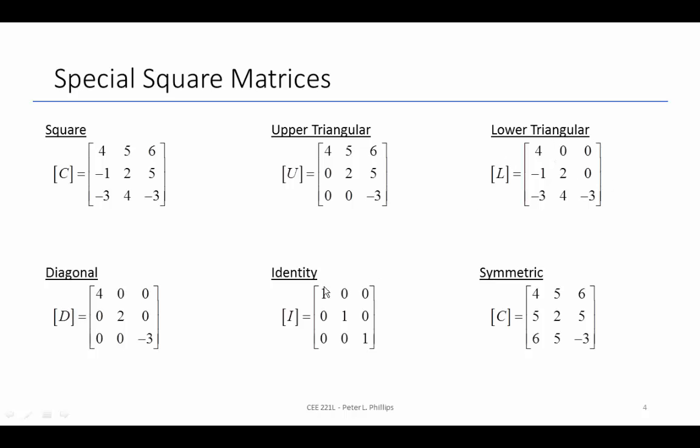The identity is a special type of a diagonal matrix in that every element on the diagonal is equal to 1. And then lastly we have a symmetric matrix, and a symmetric matrix is symmetric about the diagonal, meaning that if you were to fold this matrix in half about the diagonal, the elements that would then touch each other are equal. So in this case 5, 5, 6, 6, and 5, 5. So what we can say here is that C21 is equal to C12, C31 is equal to C13, and so forth.